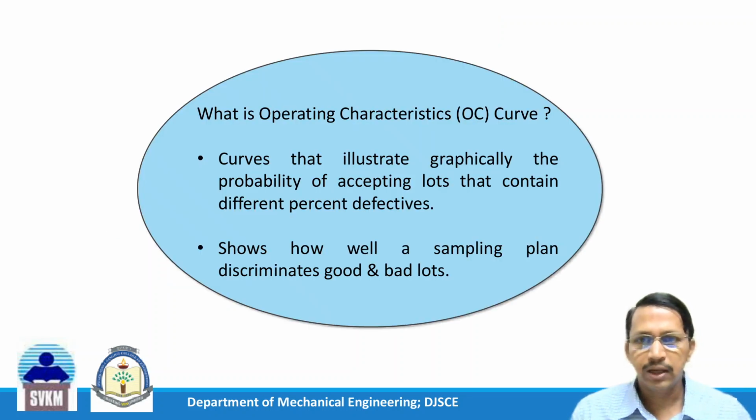Now what is the operating characteristic curve? Curves that illustrate graphically the probability of accepting lots that contain different percent defective. It shows how well a sampling plan discriminates between good and bad lots.